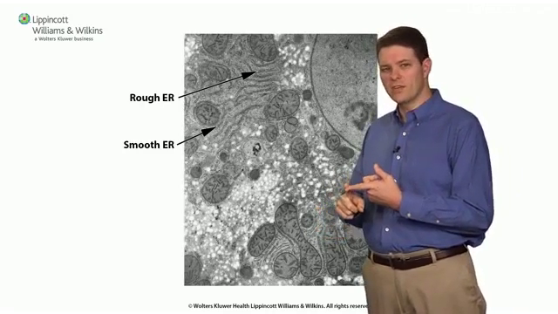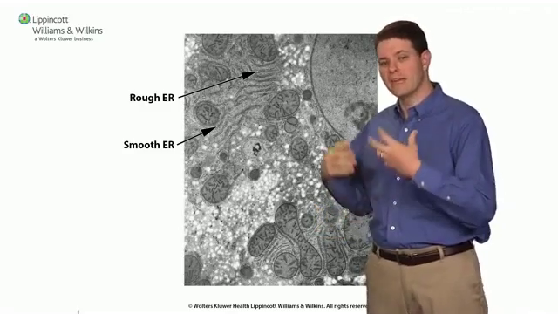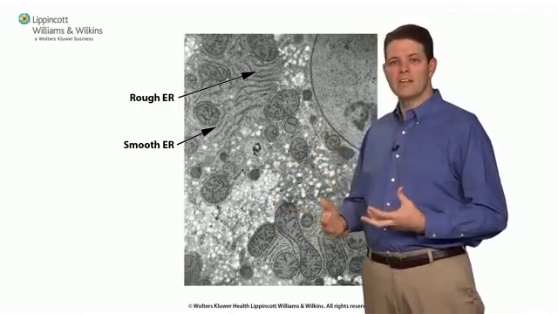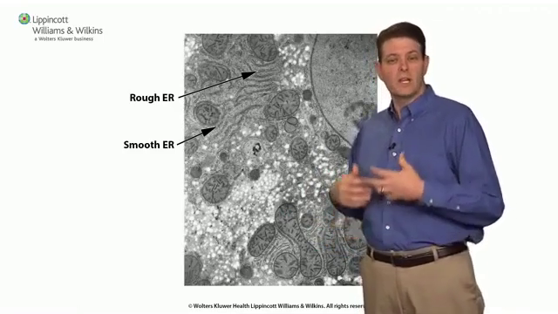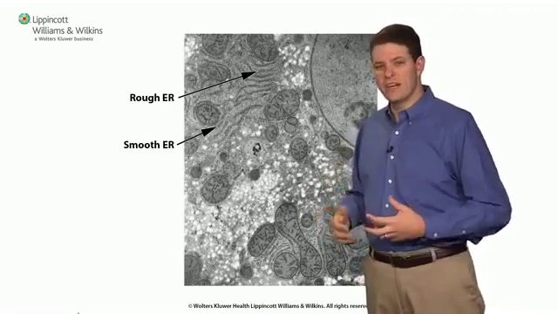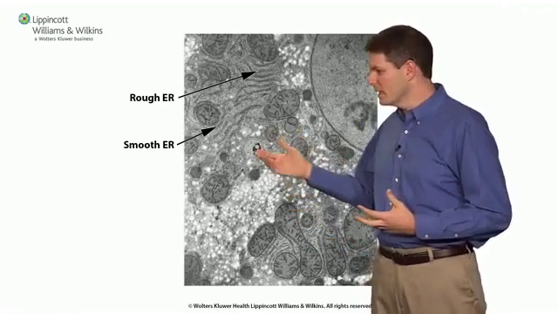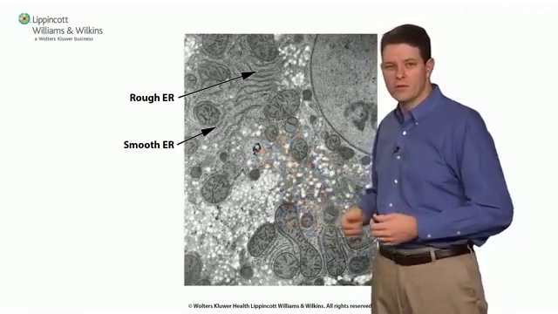So the adrenal cortex cells are rich in smooth ER because they're making steroid hormones. And hepatocytes are important for metabolizing and detoxifying things. So if you take a lot of medications, your hepatocytes are going to have a lot of smooth endoplasmic reticulum in order to metabolize all those drugs.